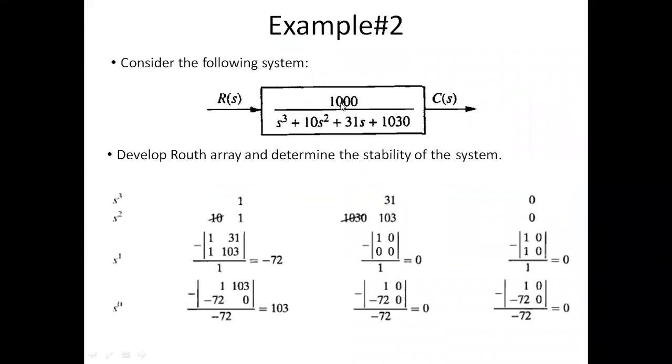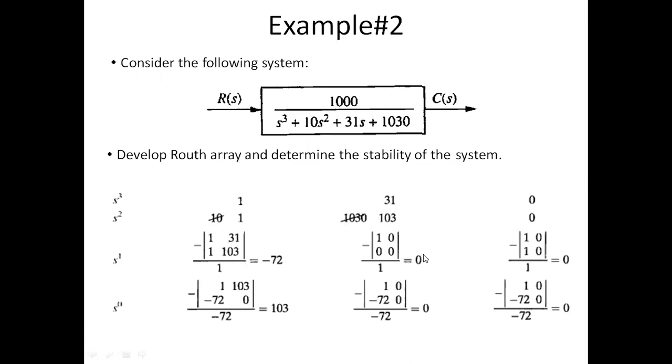So now this is a transfer function that is given. So the characteristic polynomial is s³ + 10s² + 31s + 1030 = 0. From there, the s³ row will be 1, 31, and 0, and the s² row will be 1, 10, 1030, and 0. So we can divide the entire s² row by 10, so it will be 1, 103, and 0.